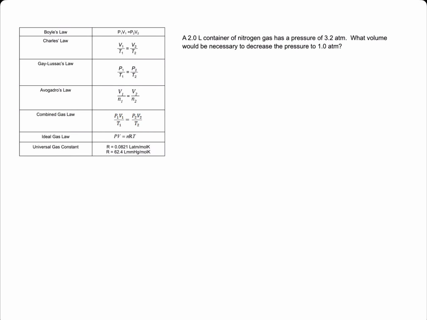A 2-liter container of nitrogen gas has a pressure of 3.2 atmosphere. What volume would be necessary to decrease the pressure to 1 atmosphere? Let's start off with our given table. So my first volume is 2.0 liters. My first pressure is 3.2 atmosphere.